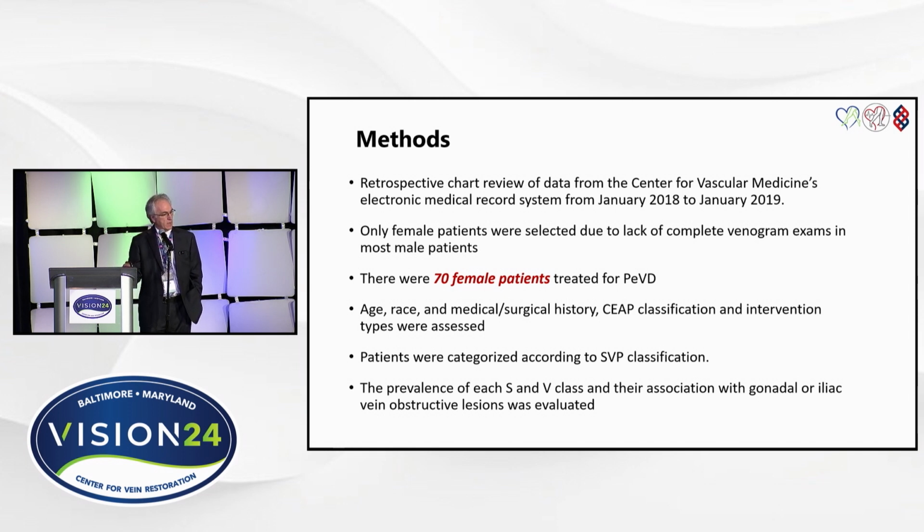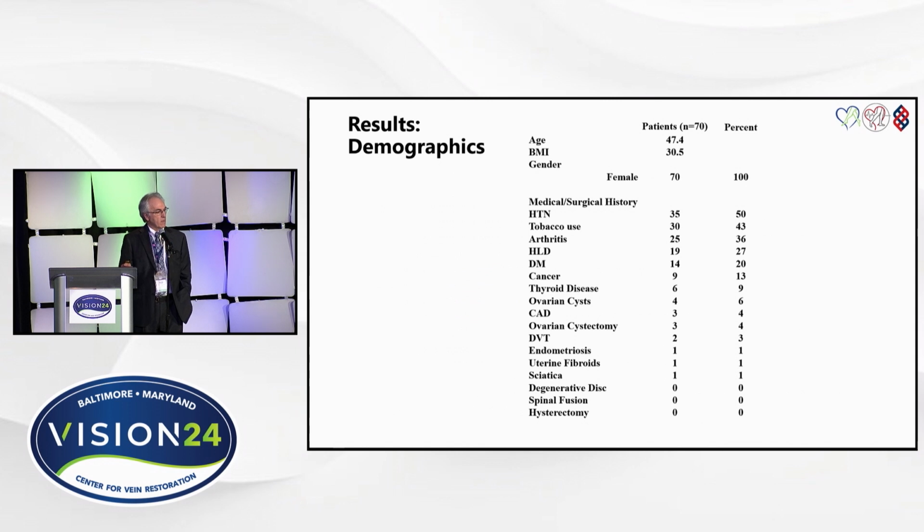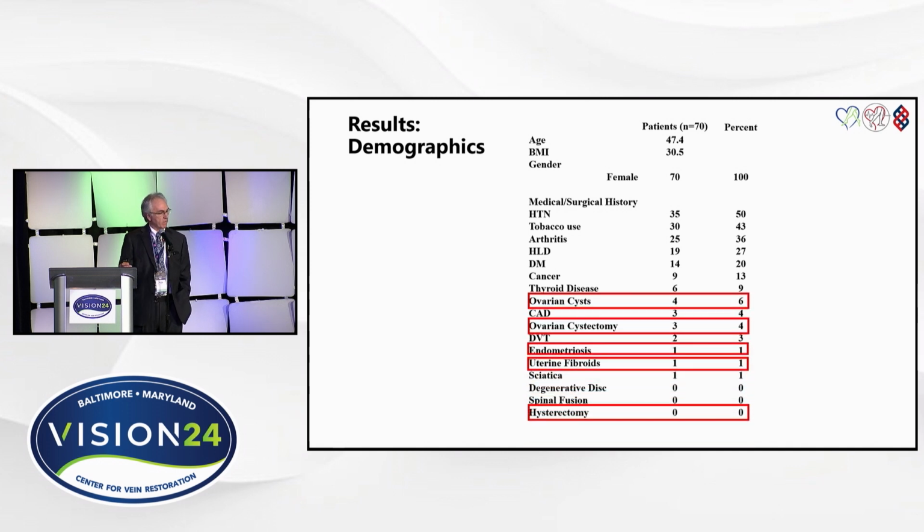We looked at age, race, all the normal demographic stuff, and patients were then classified according to their SVP classification, and we then looked at the prevalence of each S and V class in this group of 70 patients. The demographics are what you would normally expect in this patient population, nothing that was really overly exciting.